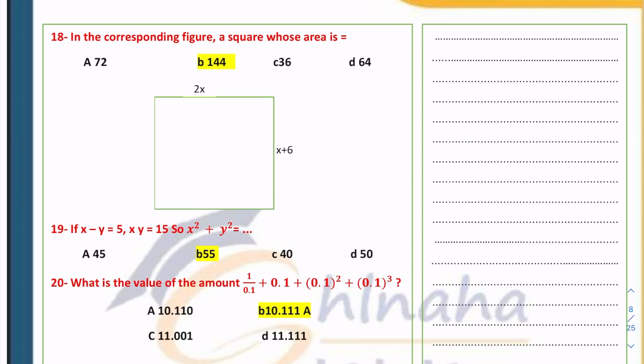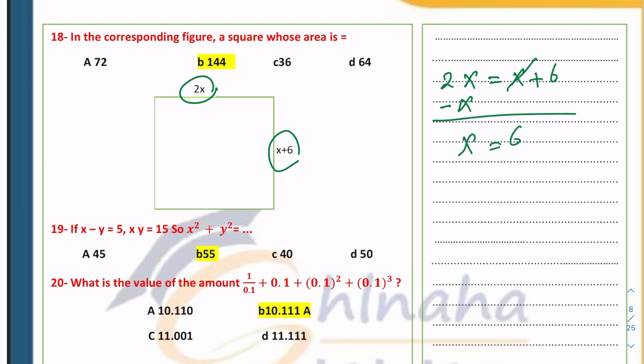In the corresponding figure, we have a square. A square means that the four sides are equal. So I can write 2x equals x plus 6. I will isolate x, so I will move x here to be negative x. So x equals 6. Okay, now I can plug in here. So 2 times 6 will be 12, and 6 plus 6 will be 12. Now we need the area of the square. Area of square is side power 2. Area of square equals side power 2, which is 12 squared equals 144, which is B.